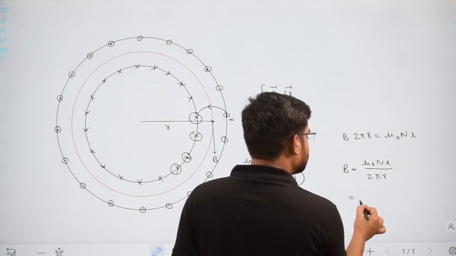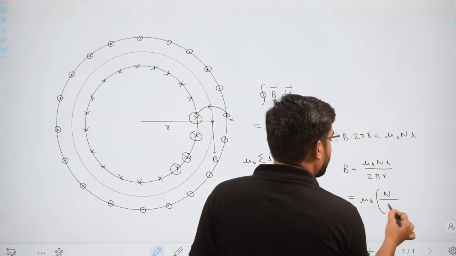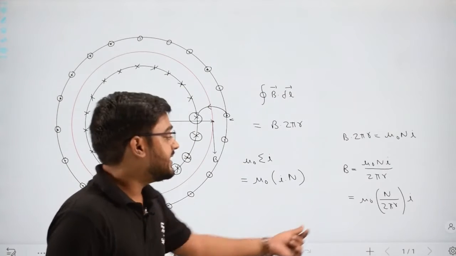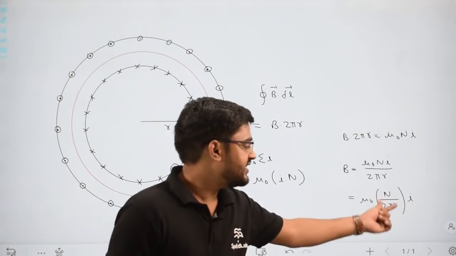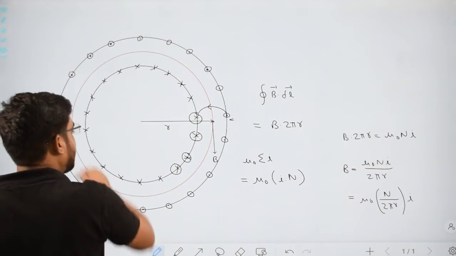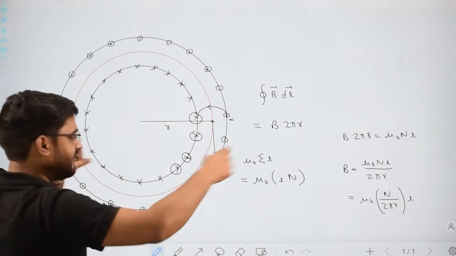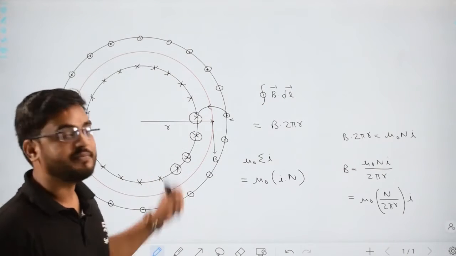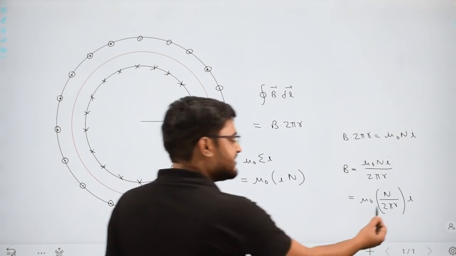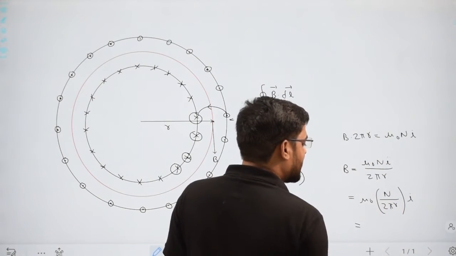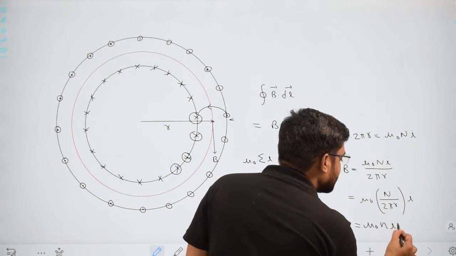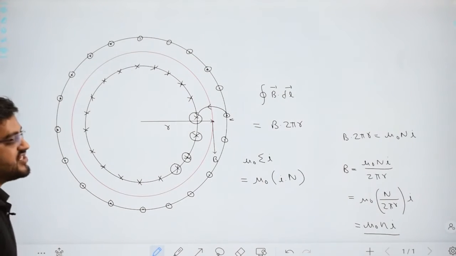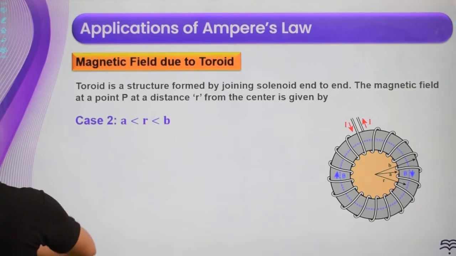Now if you see this, this is mu naught times capital N by 2 pi r, times I. What is N by 2 pi r? Total number of turns divided by 2 pi r. 2 pi r is basically the length, right? The length of the toroid. If you just open it up, the length is 2 pi r. r is the average radius, inner plus outer by 2, A plus B by 2. So this is nothing but the total number of turns divided by total length. This is the number of turns per unit length. And hence we get mu naught n I. So this is the expression for the magnetic field inside the toroid.